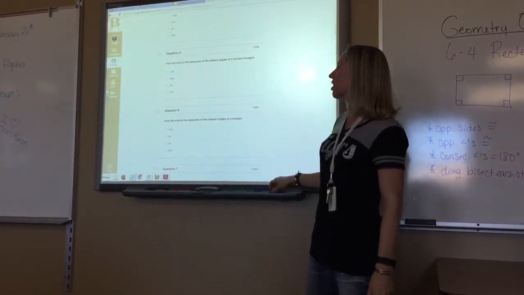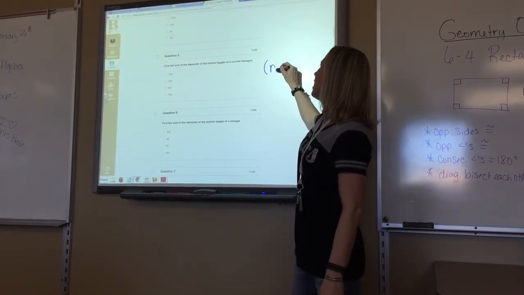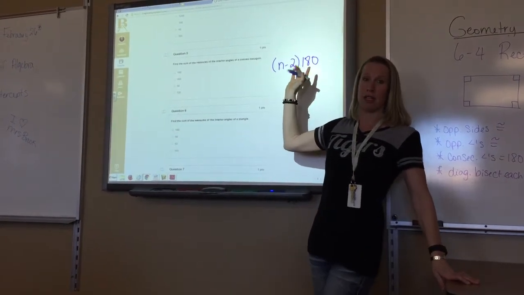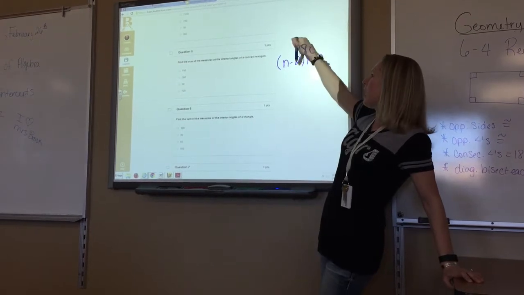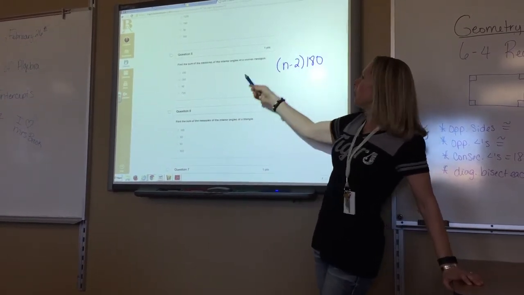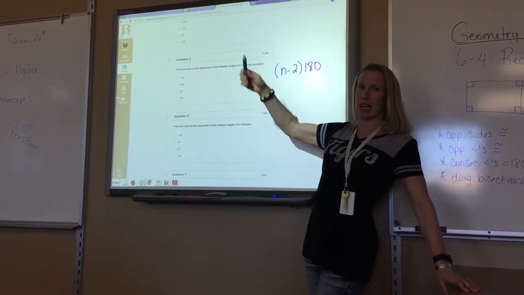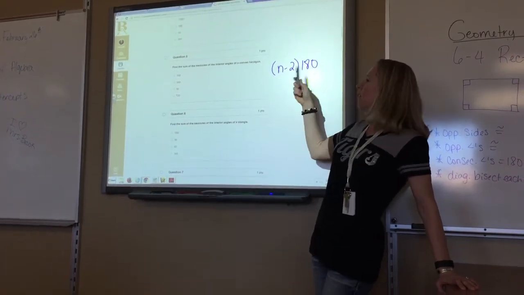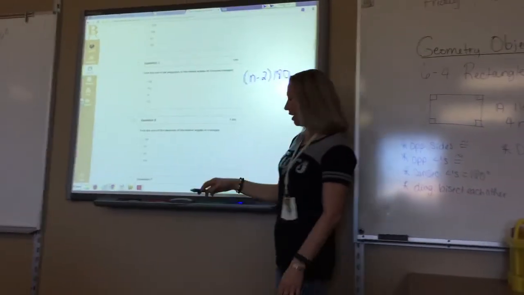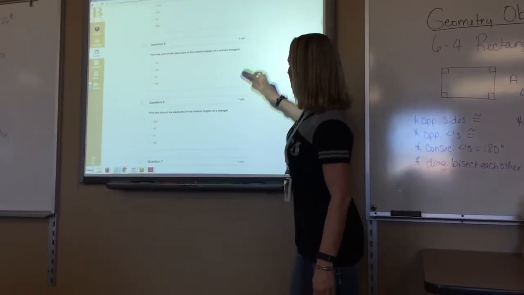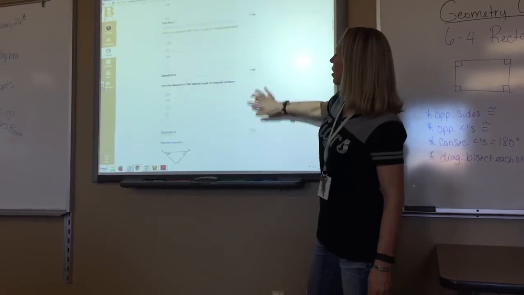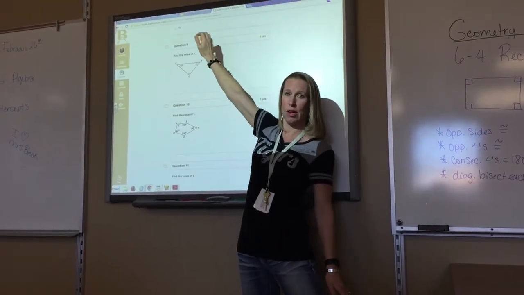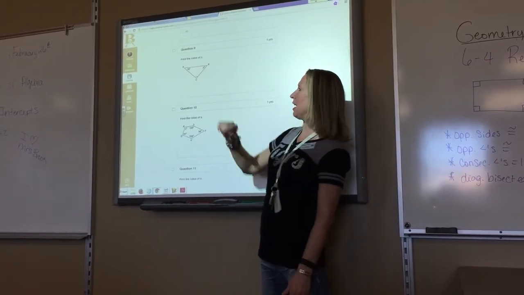For the interior angle sum, if you forgot, it's n minus 2 times 180. I will not give you that formula tomorrow, so you have to memorize that. N is the number of sides. So if it's a hexagon that has 6 sides, 6 minus 2 is 4. 4 times 180 is 720. So that's how you do those. There's some others on here. What do all the angles in a triangle add up to? I hope you remember 180.